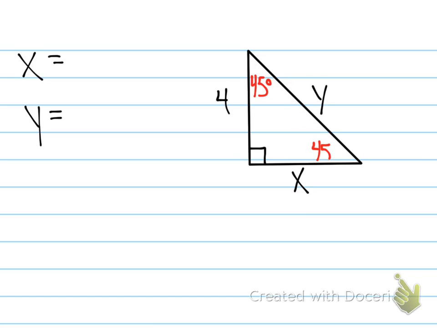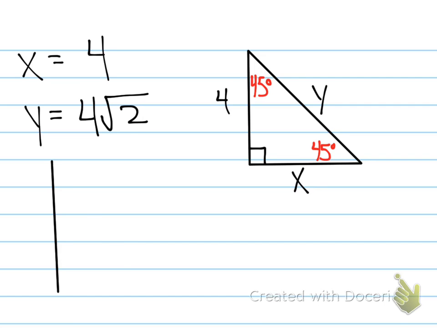Now I have a 45, 45, 90 triangle. Given the side dimension that is shown here, find the value of x and the value of y. So what's my x value? 4. Because I know that the legs of a 45, 45, 90 are the same value. If one is 4, the other one's 4. So x is 4, and then what about y? 4 square root of 2.